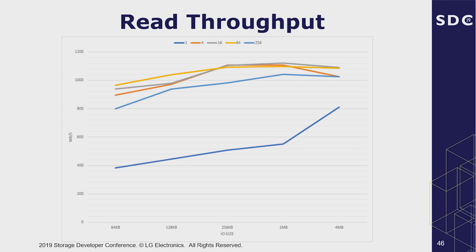The read peak throughput is 1,122 megabytes per second when the buffer size is 1 megabyte and the number of threads is 16. Read throughput is a little larger than write throughput. The change with buffer size and number of threads is almost the same as with write throughput.